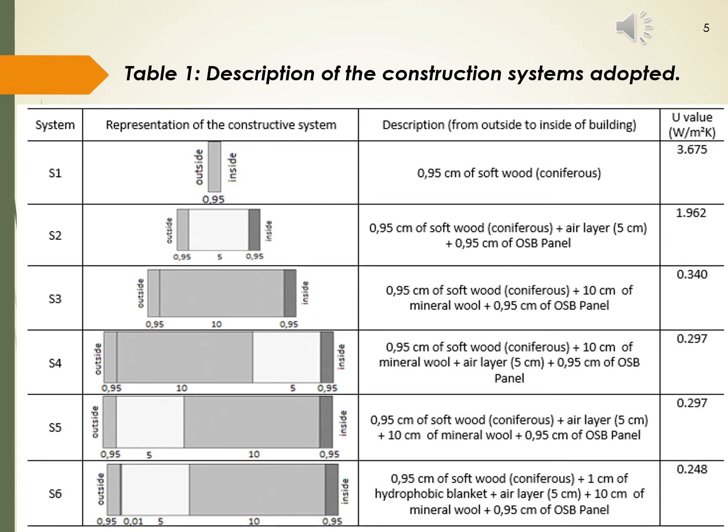So, the first system is composed of almost 1 centimeter of softwood. The second system has 2 OSB panels with 5 centimeters of air in the middle. In the third, this air layer was exchanged for 10 centimeters of mineral wool. And the fourth is the same as system 3, but with an air layer close to the inside of the building. Fifth is the same as system 4, but with an air layer close to the outside. And for the last, system 6 also features 1 centimeter of hydrophobic blanket.